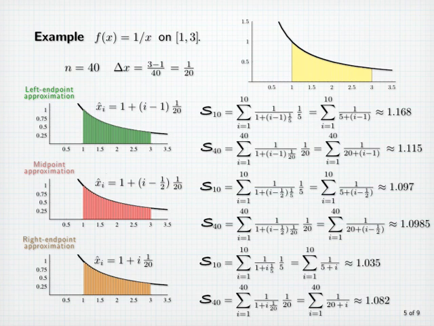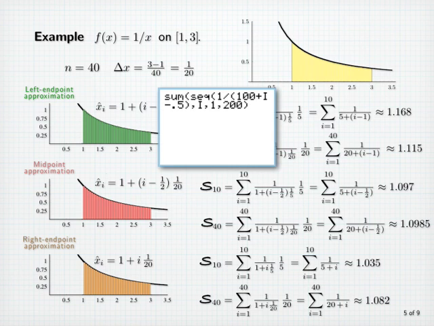The best approximation we have so far is the midpoint approximation S sub 40, which is 1.0985. So now let's try to get an idea of just how accurate that is by going to the calculator and computing the midpoint approximation corresponding to 200 rectangles. Rounded to 5 decimal places, that's 1.09861, which agrees with the midpoint approximation using 40 rectangles to 3 decimal places.